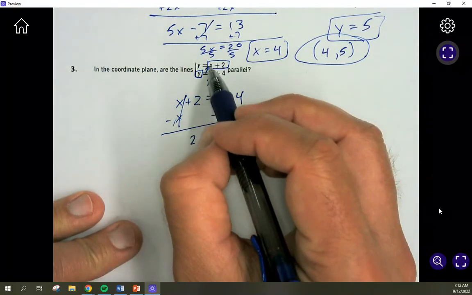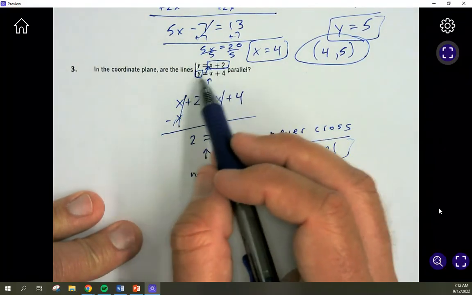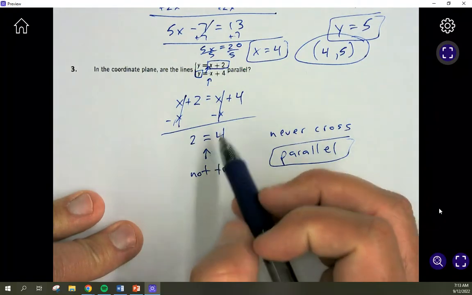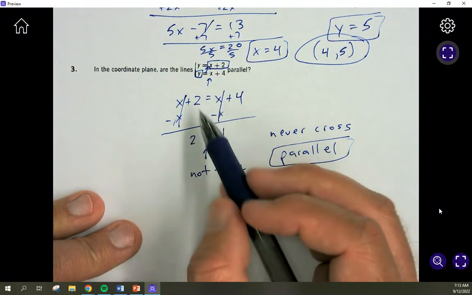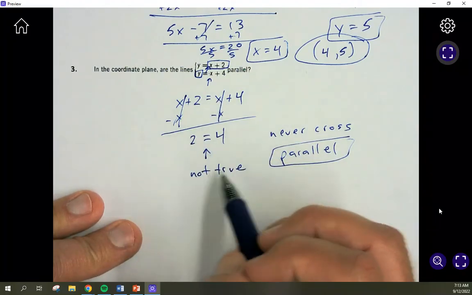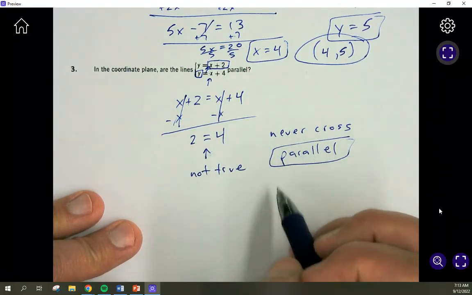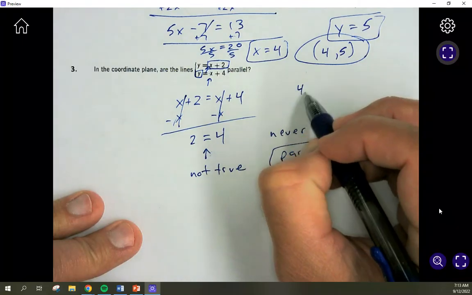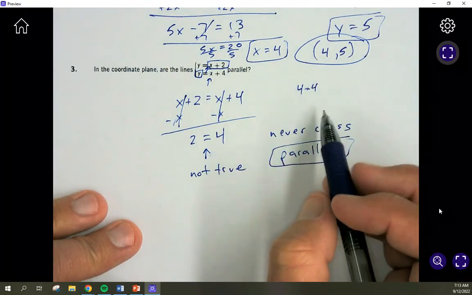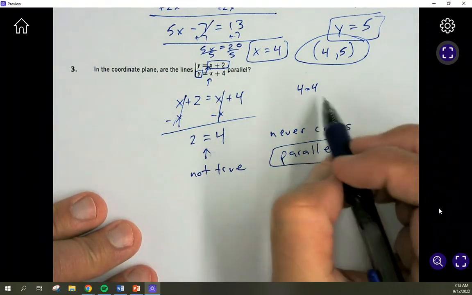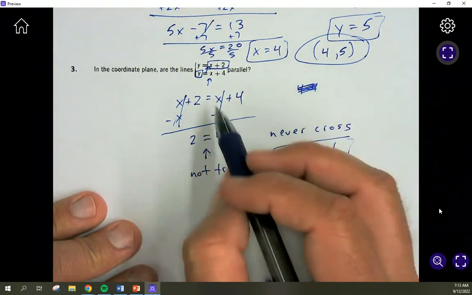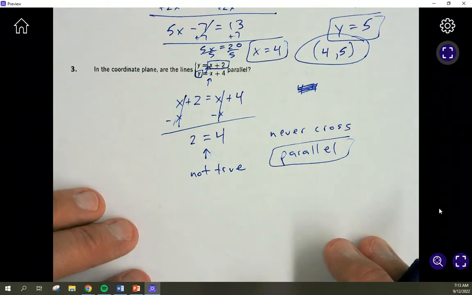So you can identify it with slope, but these equations may not be in y equals form where you can easily see that. So you're going to go ahead and solve the equation. If your x's and y's completely eliminate and you have something that's not true, that means they never cross. If it was to say something like 4 equals 4, that means you've got lines that are actually the same line and they lie on top of each other and they also would be parallel. So basically if these eliminate like that, we know that we're dealing with parallel lines.